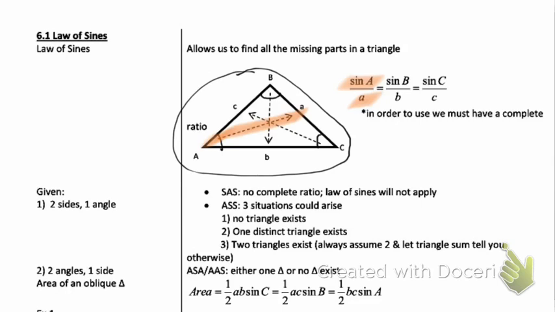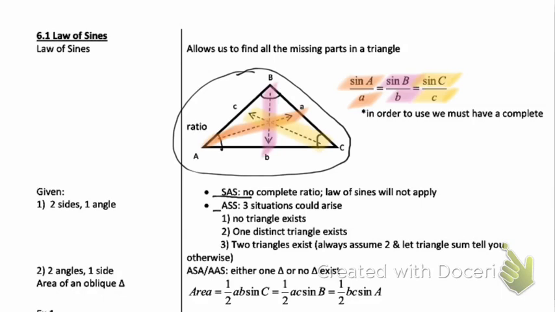And angle B would always be across from side B. And angle C would always be across from side C. So the formulas I'm highlighting now, I'll talk to you about them later. But for now, I want to go over these labels.